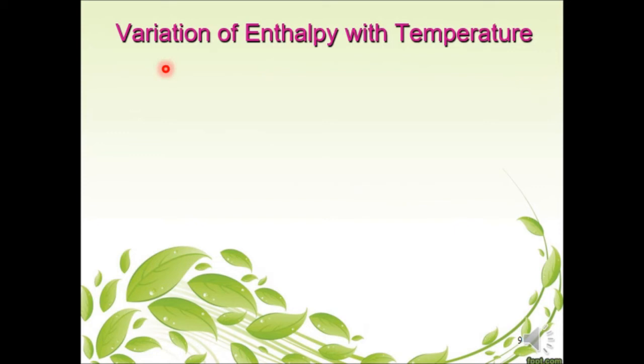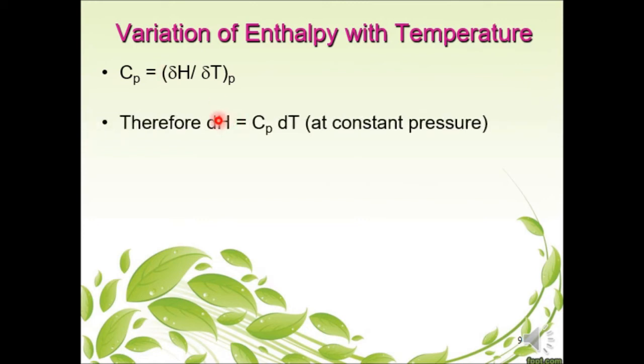So let us look at variation of enthalpy with temperature. Enthalpy is related with heat capacity. You get this, and this has been integrated. We get dH, enthalpy, equals Cp dT. Cp means constant pressure.